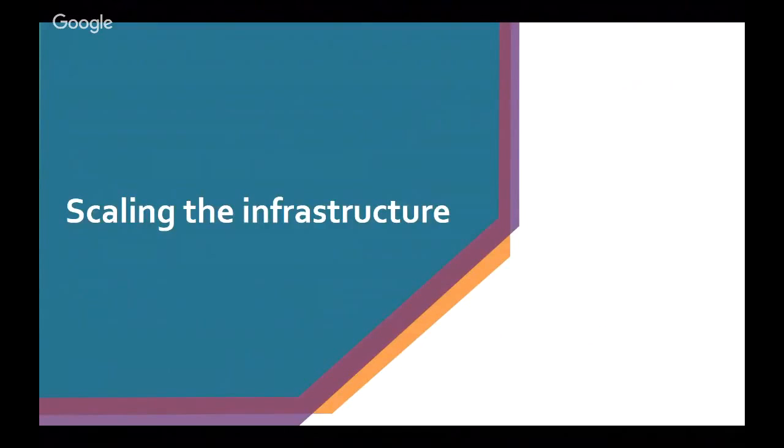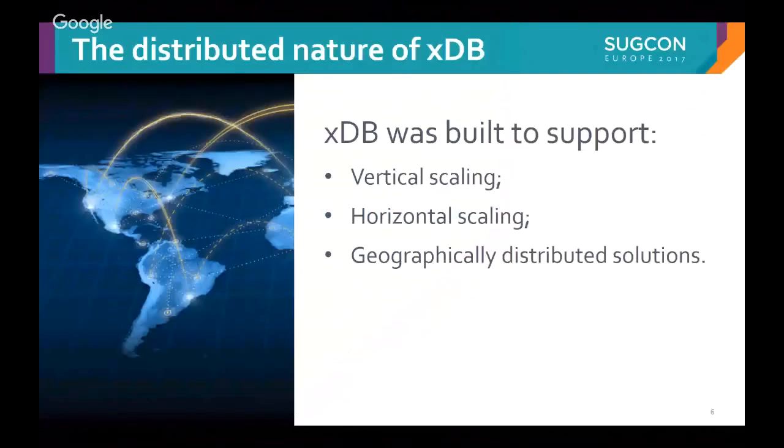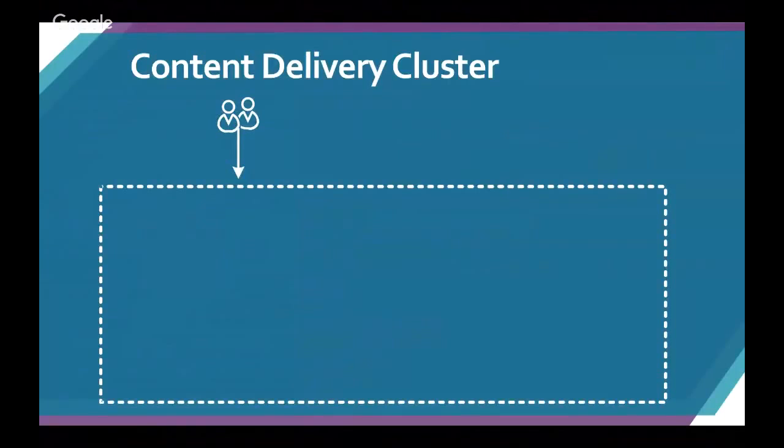Yeah, so let's talk about scaling the infrastructure with Sitecore and with XDB. XDB was built to support both vertical scaling and horizontal scaling, and it's meant to be geographically distributed. How can you scale and distribute it? Well, the unit of scaling is a cluster.